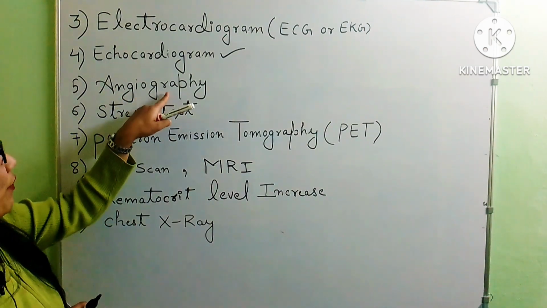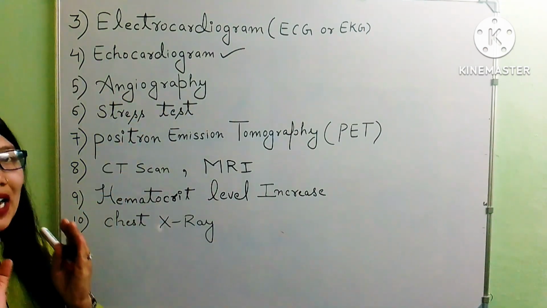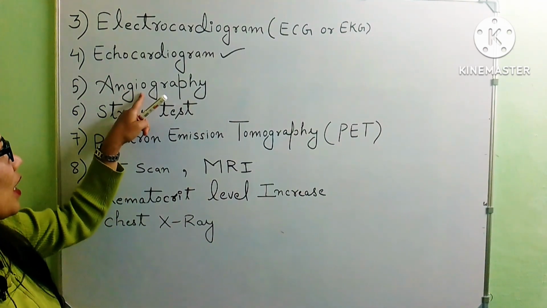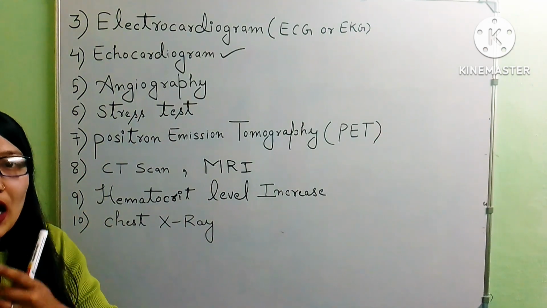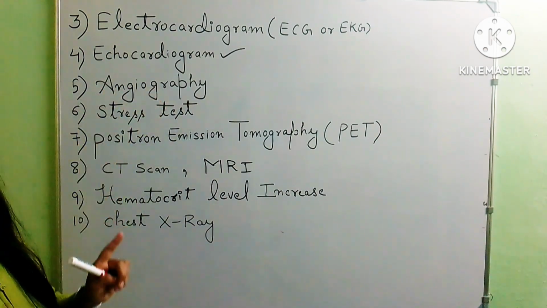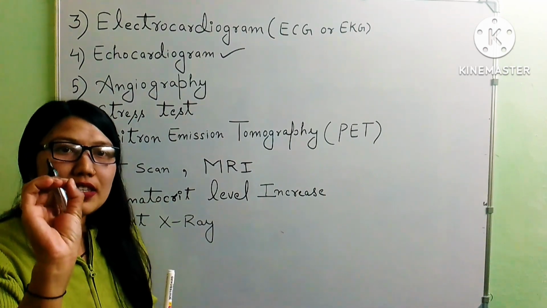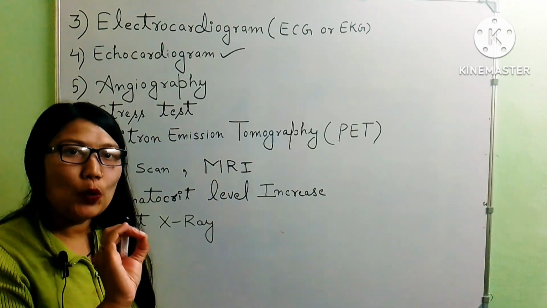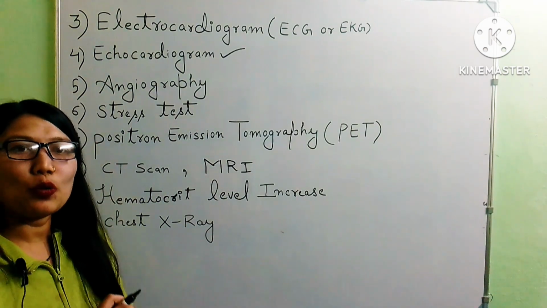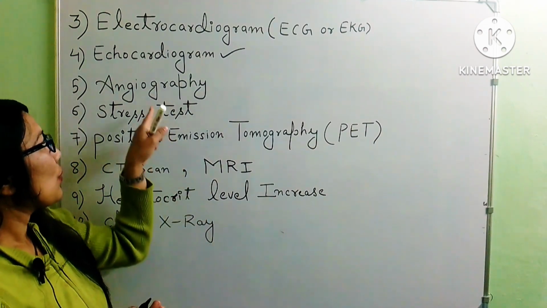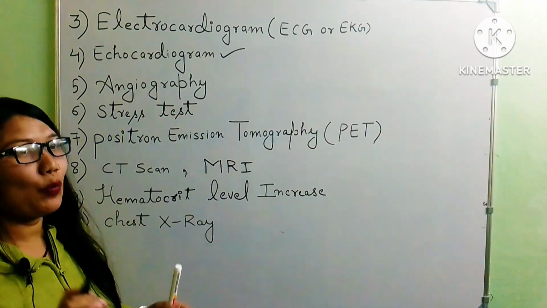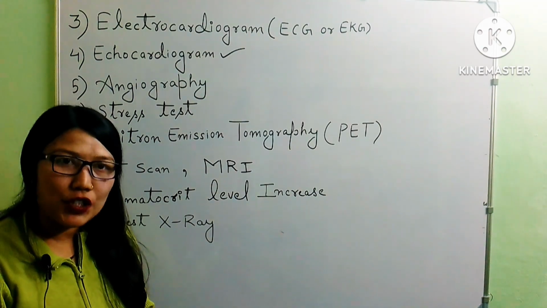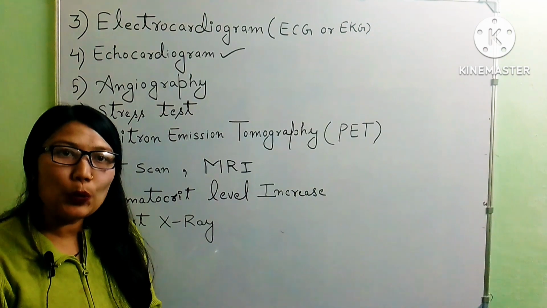Next there is angiography. Angio means blood vessels and graphy means representation. Here we are studying the coronary arteries of the heart. Coronary angiography is a procedure which is done through the radial artery or the femoral artery, but in 90 to 95% of cases it is done through the radial artery nowadays. In this procedure we insert a flexible catheter into the radial artery of the patient and we inject the dye through it.